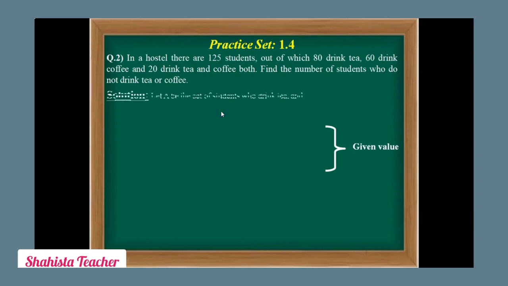So here we will write solution. Let A be the set of students who drink tea and B be the set of students who drink coffee. After this, now here we have the given values. For that we have to represent certain things. So here we will write the total number of students who are in the hostel.